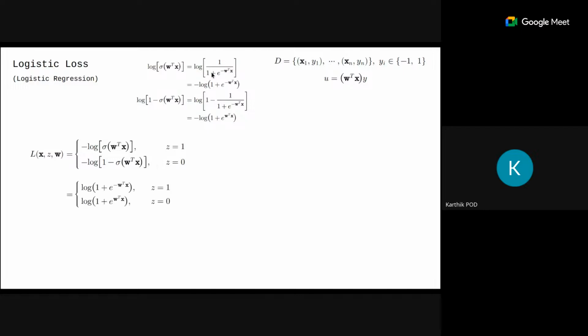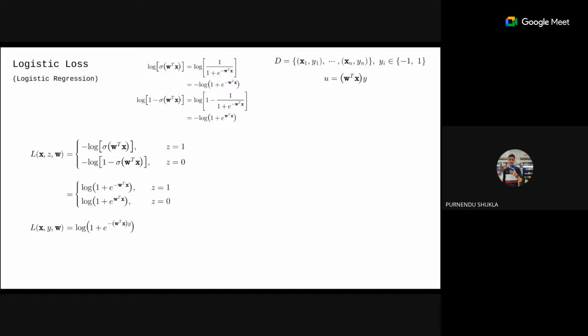So if you plug this in now, when z equals 1, this is what you have, and when z equals 0, this is what you have. So this is the true label, right? Now you can easily move to y equal to 1 and y equal to minus 1. This corresponds to y equal to 1, and therefore you can multiply this by y. This corresponds to y equal to minus 1, therefore you can multiply this by minus y. Once you do that, you end up with a uniform formula for both situations.